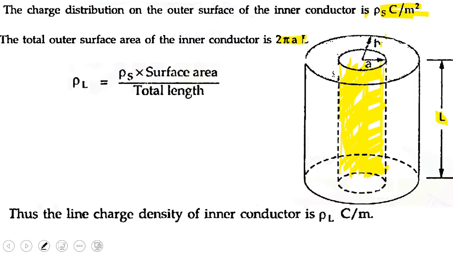If we want it in terms of line charge density, how do we convert a surface charge density into a line charge density? Rho L, the line charge density, will be equal to surface charge density times surface area divided by total length. Here the surface area is 2 pi a L and the length is L, so L gets cancelled. So rho L is equal to 2 pi a rho s coulombs per meter.